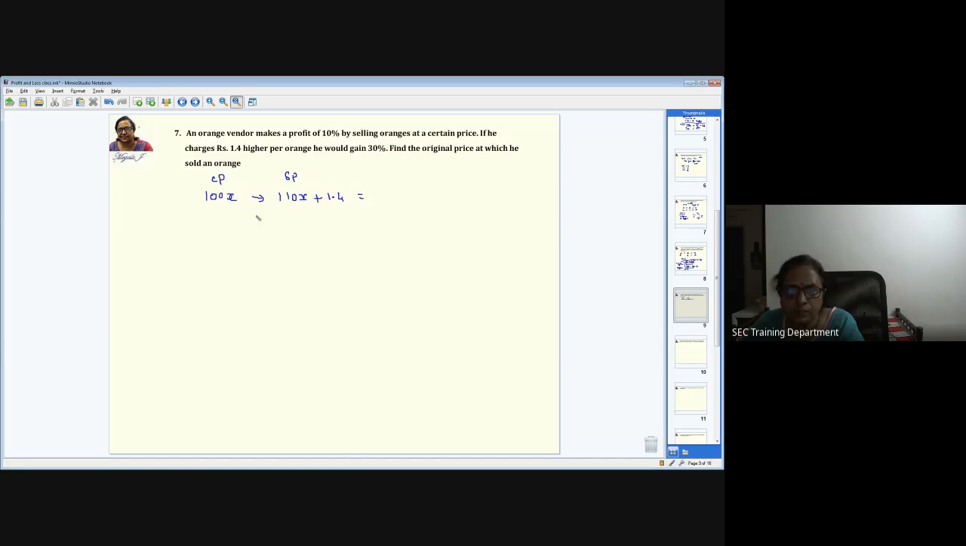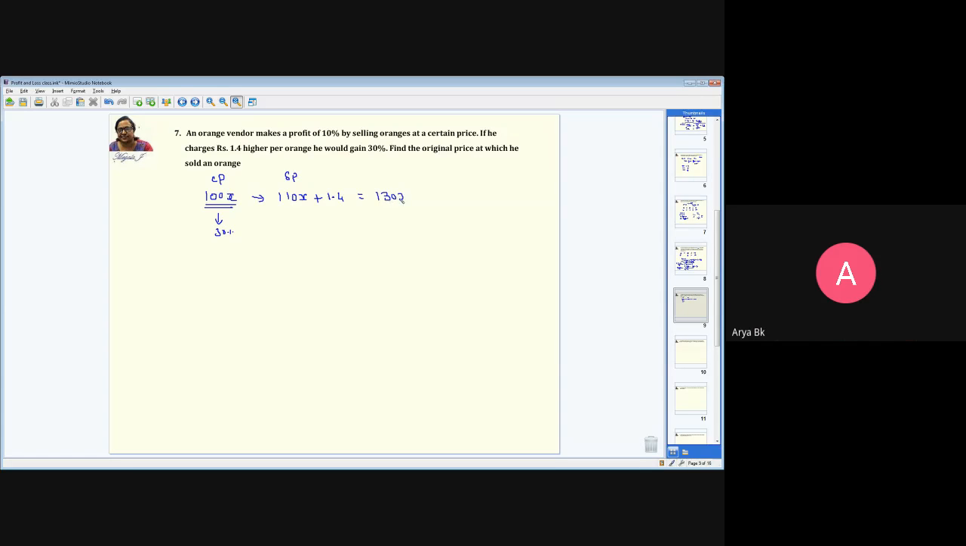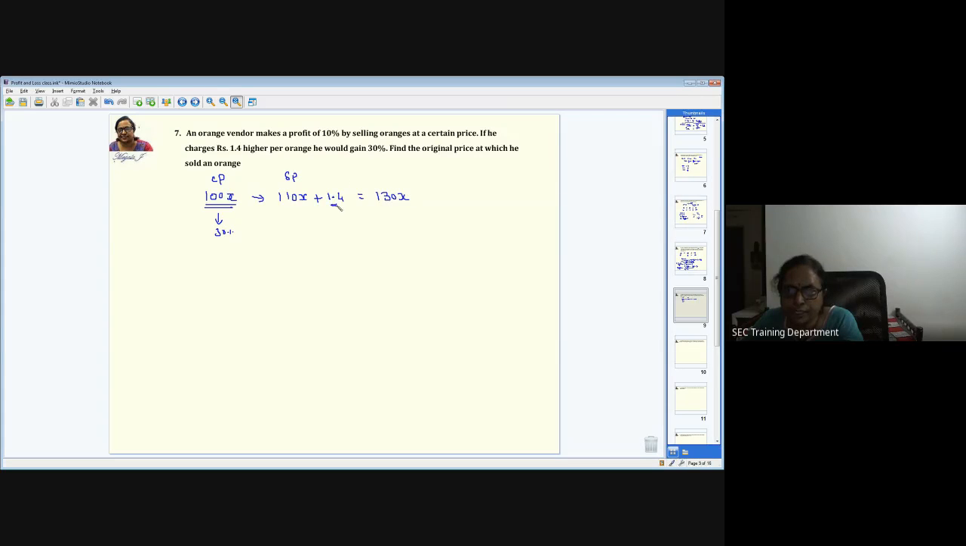So this is equal to how much? His cost price is 100x. If he increases the price by 1.4, he gets a gain of 30%. So a gain of 30% added to this gives 130x. That means it's going to be 130x. From this, you can find that 1.4 is nothing but 20x. Therefore, x is equal to 1.4 by 20.